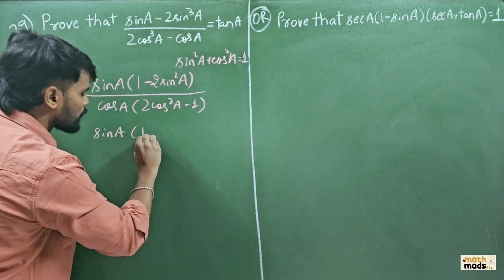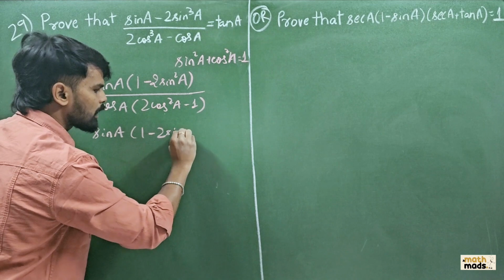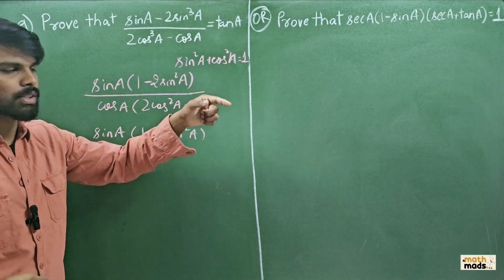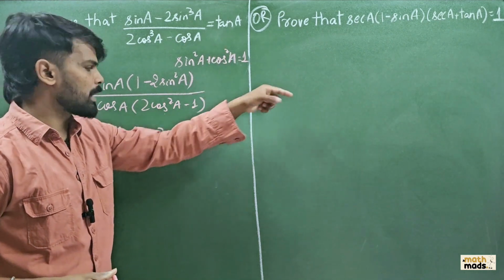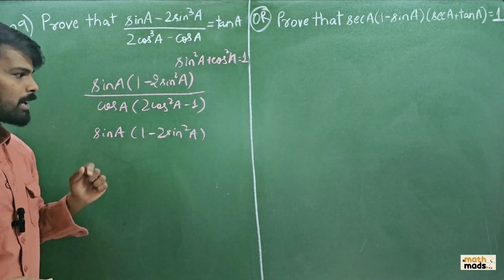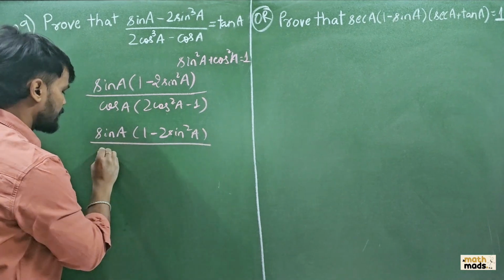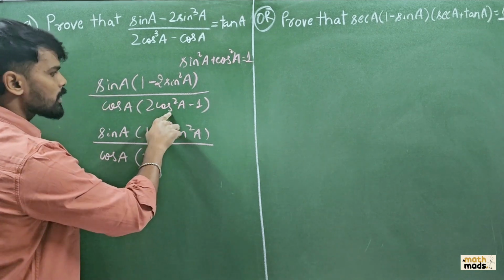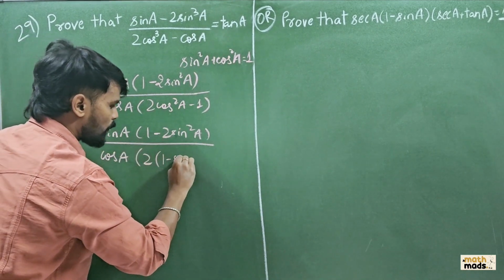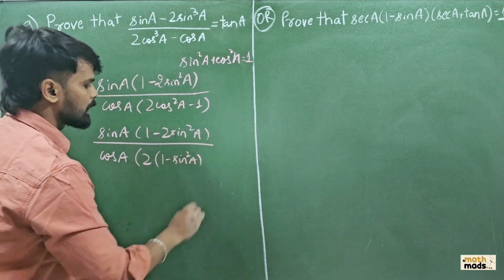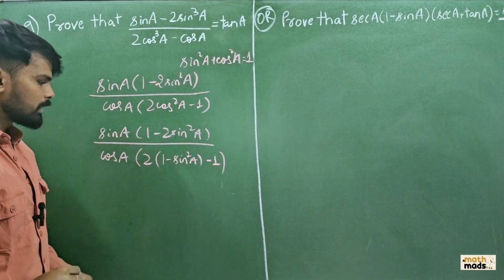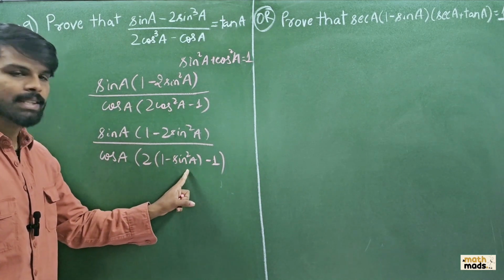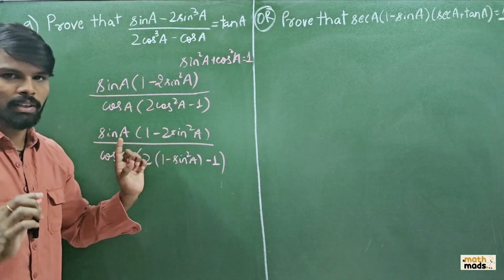So sin A into 1 minus 2 sin square A. Now you might get a doubt. Why are you changing just the numerator? If you want to take sin square A in terms of cos square A, what will you do? You will write 1 minus cos square A. So after that, the same thing will be the simplification steps. Divided by cos A into 2 into cos square A is 1 minus sin square A, 1 minus sin square A minus 1. Simple. Now 2 into 1 will give you 2, minus 2 into sin square A is minus 2 sin square A, minus 1 will write as it is.